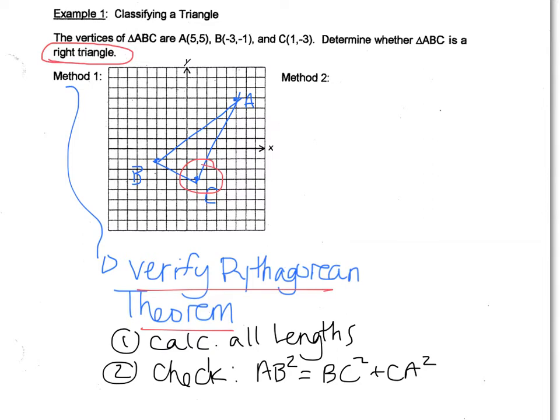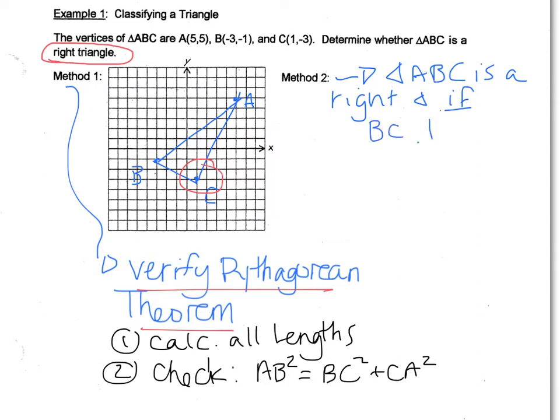So we're going to check if the slopes of BC and AC are negative reciprocals. If they are, that'll tell us that AC is perpendicular to BC. So method 2 basically says that triangle ABC is a right triangle if side BC is perpendicular to side AC. And we're going to check and verify if that's true. So let's find the slope of BC.